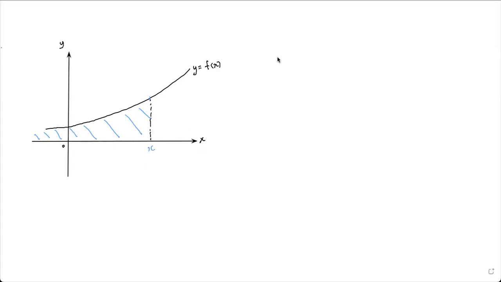I'm going to assign a function. Let's call it the area function for this shaded area, and let's call that A(x). So like I said, different values of x would give us different areas bounded by the curve and the x-axis, and of course, whatever x is.